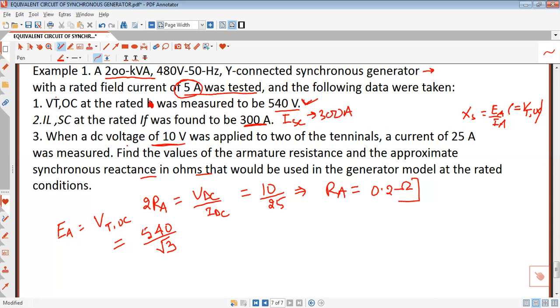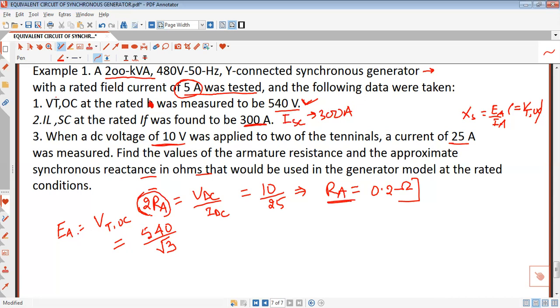Now what happened when a DC voltage of 10 volt was applied to two of the terminals, a current of 25 ampere flowed. Two terminals are there, so the resistance will be 2 multiplied by RA, which is equal to VDC by IDC. VDC is given as 10 volt, IDC is 25 ampere. So from here we will find the value of the armature resistance.